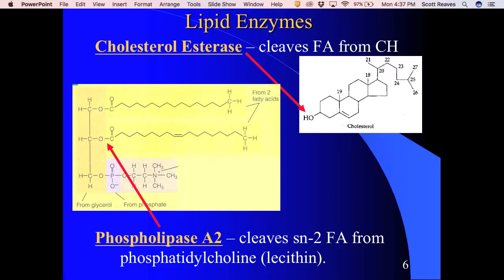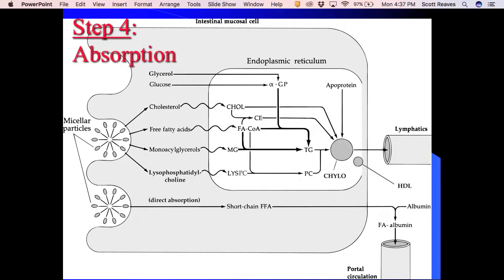Ready? Step 4. This is absorption. Digestion's been done. Mixed micelles are formed. Now the mixed micelle contents are diffusing into the enterocytes. It looks like a big mess here, but let's simplify this. Let's take each part of this one step at a time. In the big picture, those lipid molecules have to be prepared to go into the blood. So they're eventually going to end up in chylomicrons.